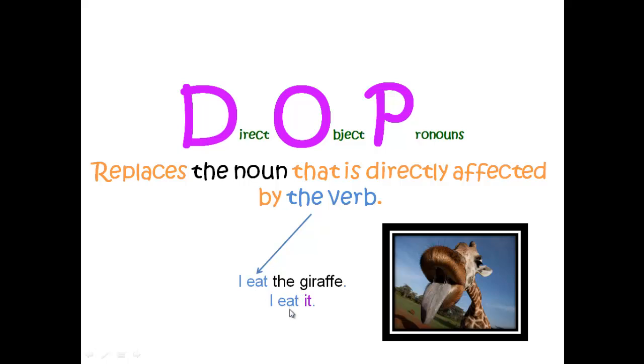In the second sentence, we have verb and direct object pronoun, because can you see this it here? This it has replaced the giraffe. So we're not saying I eat the giraffe, I eat the giraffe. We're saying I eat the giraffe, I eat it.